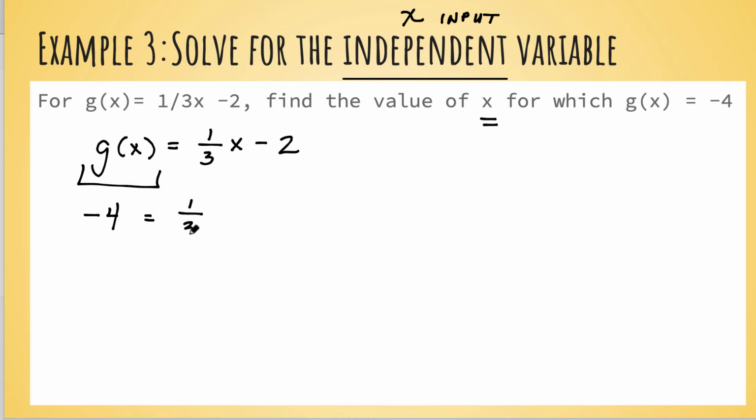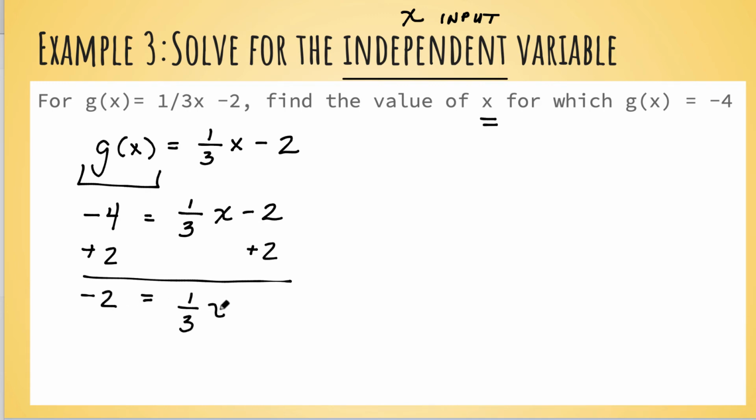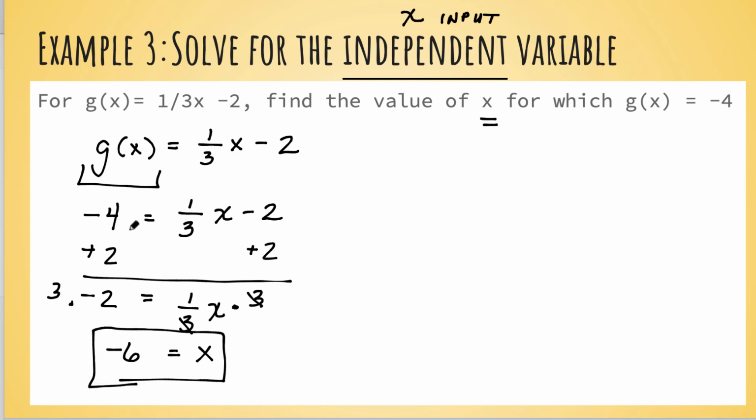So we have -4 equals 1/3 x minus 2. And then we're going to solve the equation. So we add 2 on both sides, and we get -2 is equal to 1/3 x. To get rid of the 1/3, or the 3 in the denominator, we're going to multiply both sides by 3. So the 3 and 3 cancel, and we're left with 1x on the right and -6 on the left. So when x is -6, the function is going to evaluate to -4.